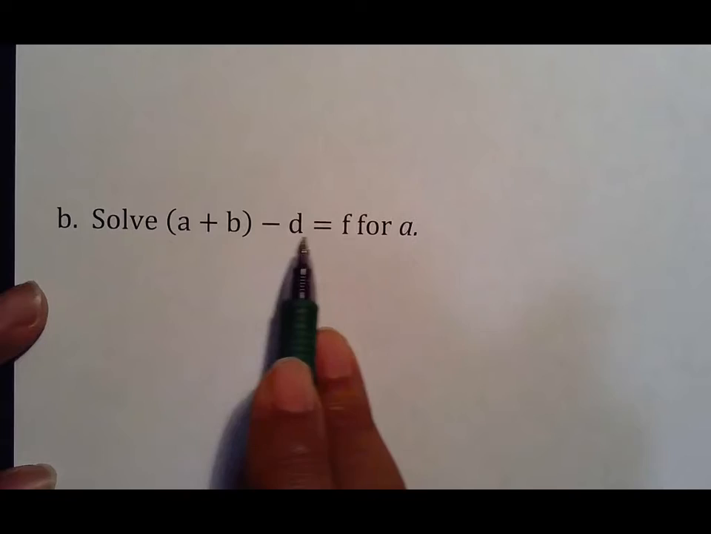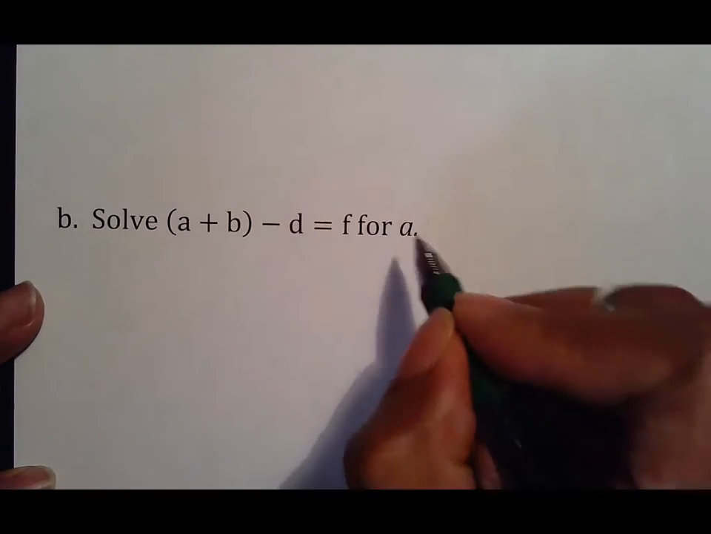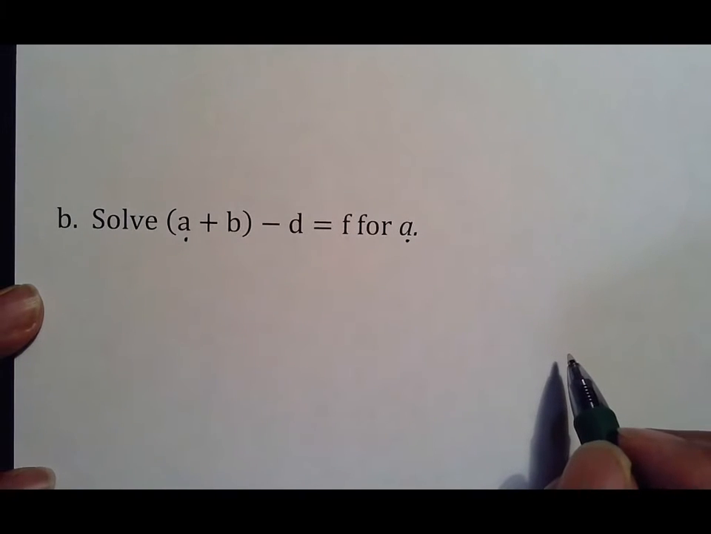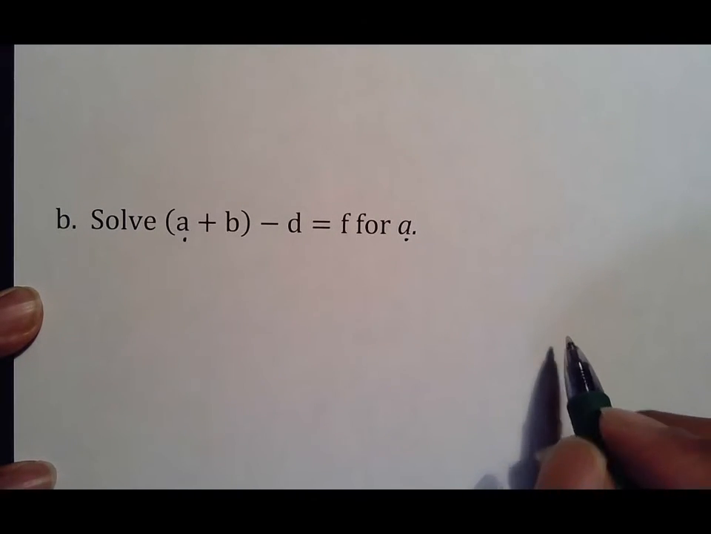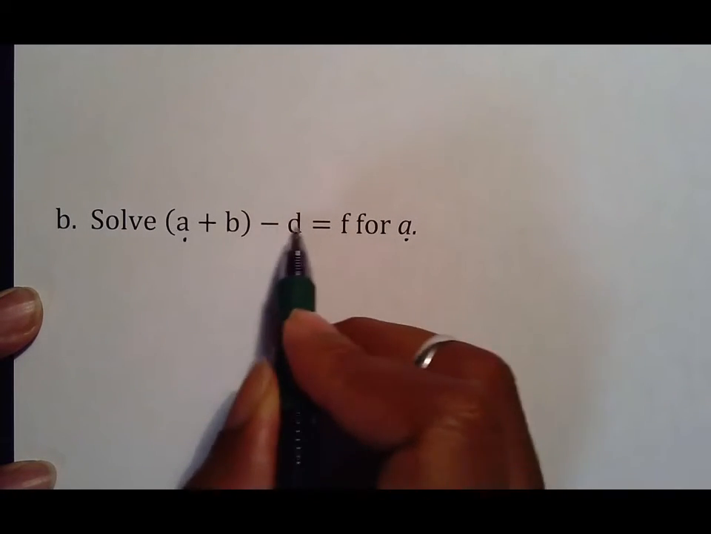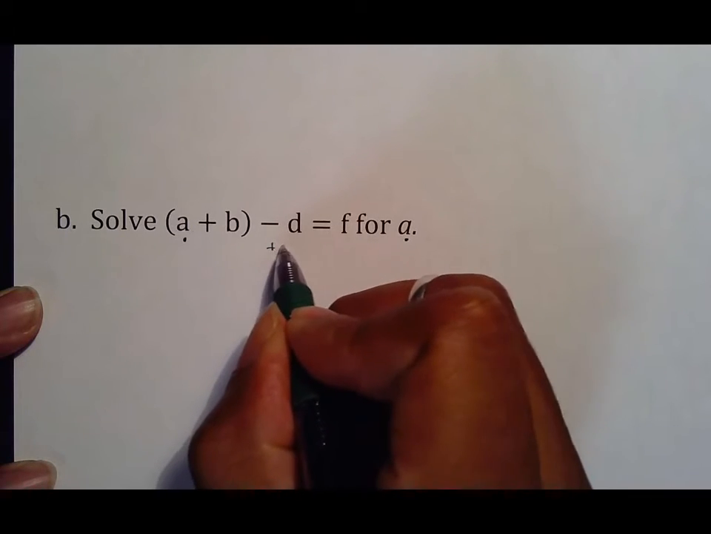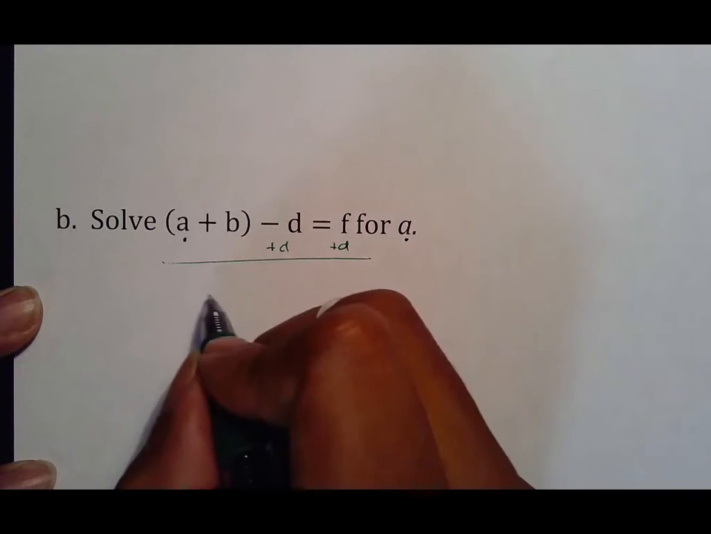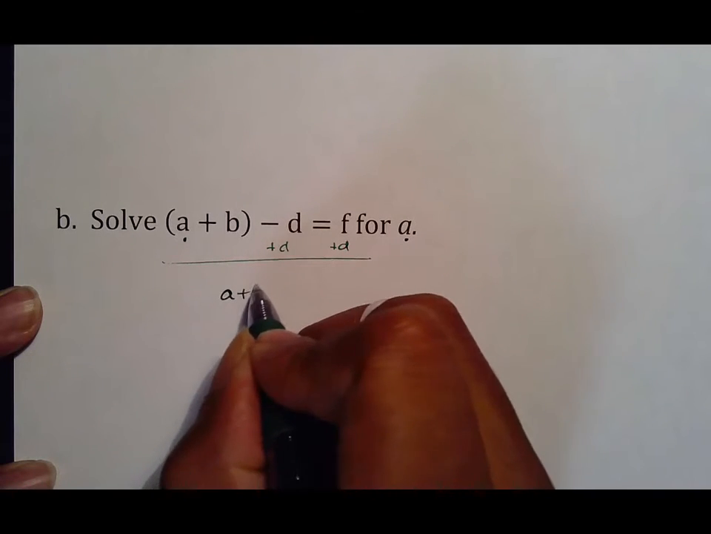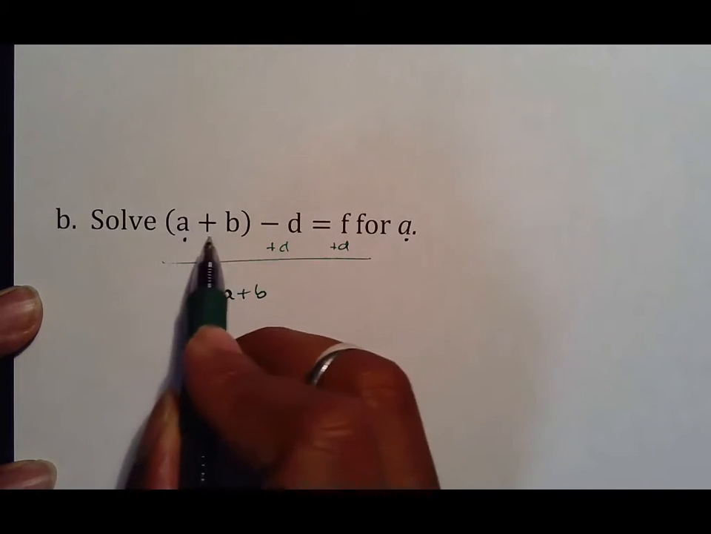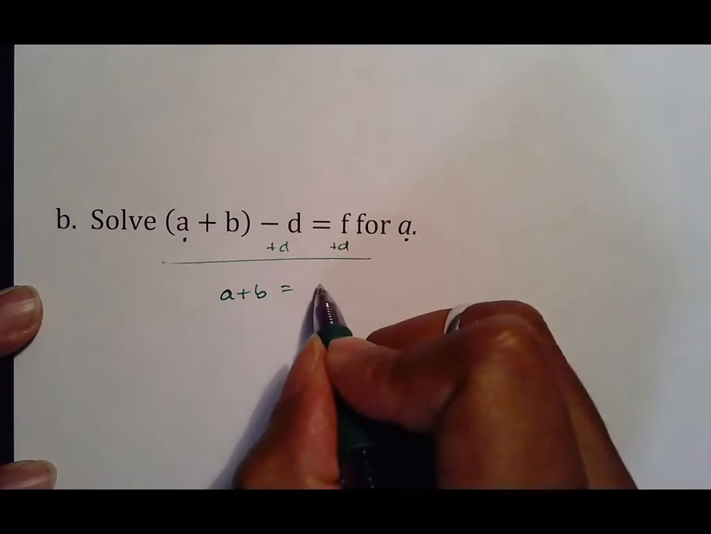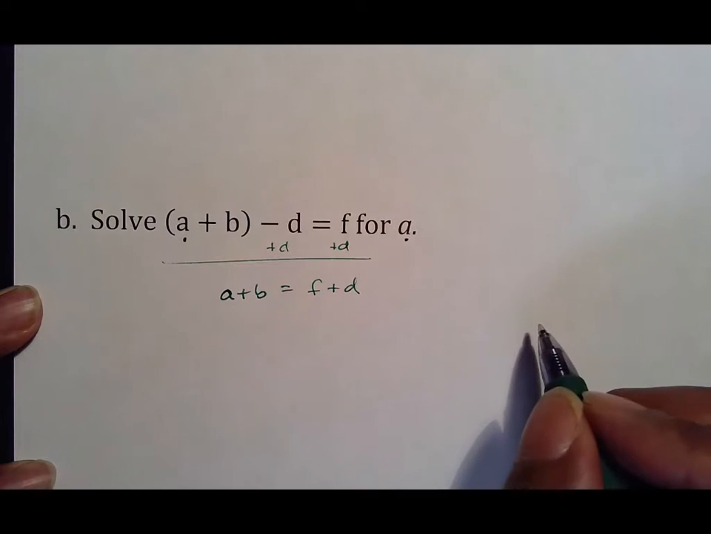Solve a plus b minus d for a. Again, solve for a means this is what I want to get alone, which means this is the important piece. It means that since a and b are both together, I can move this here by adding it, which means I end up with a plus b. Again, common sense says I don't need the parentheses because this is gone, and this will be f plus d.